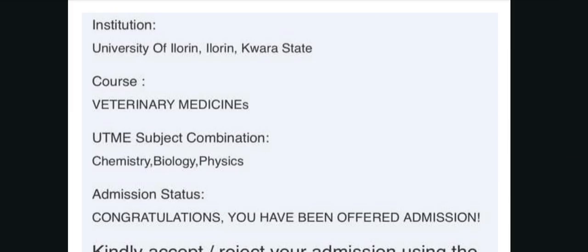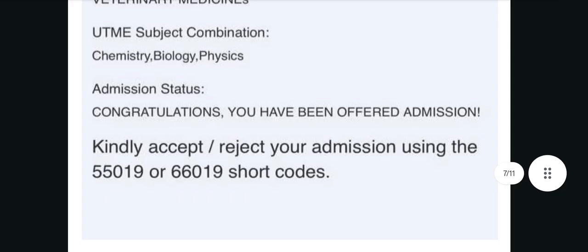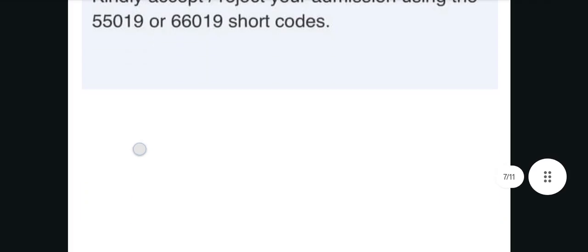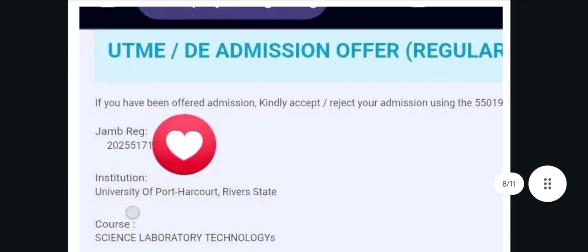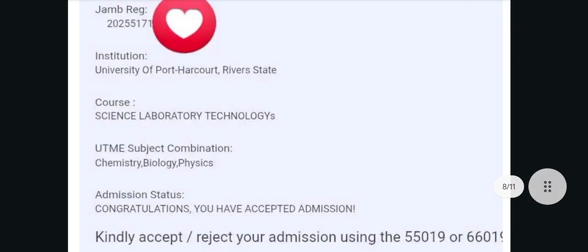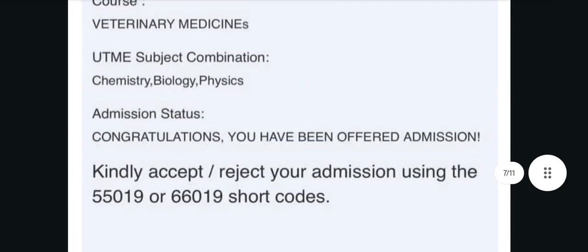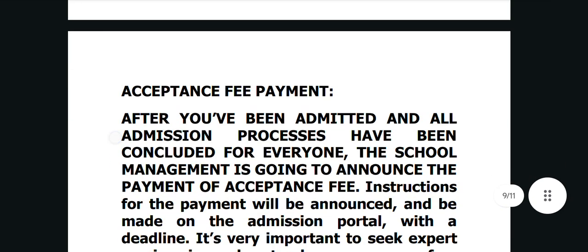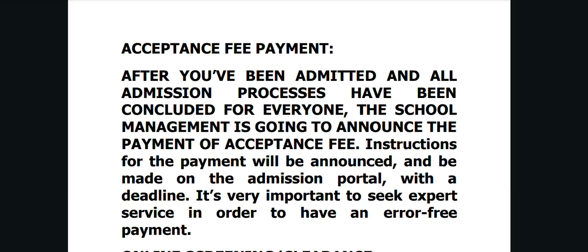This is the screenshot of congratulations, you have been offered admission. And these are the options to accept or to reject through the SMS method. You can also go to a CBT center to accept your admission. This is congratulations, you have accepted admission. You can see that it's different from congratulations, you have been offered admission. So that's how it goes.